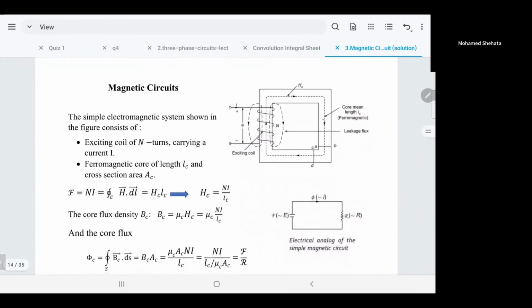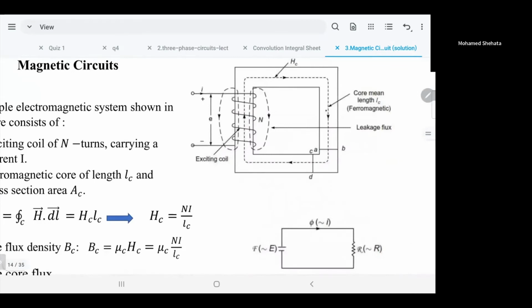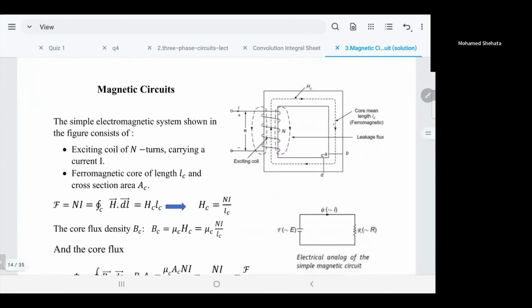Now let's see the magnetic circuit. That's a simple magnetic circuit. You have a coil, and you apply voltage E, and the number of turns N. So the broken lines here are the path of the H that you want to calculate. Call this HC, meaning the field intensity in the core. C means core.